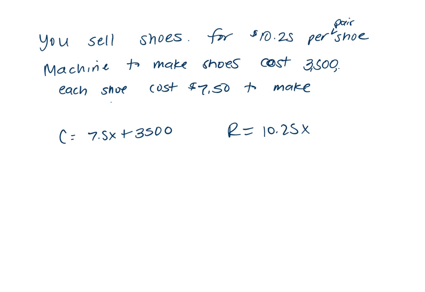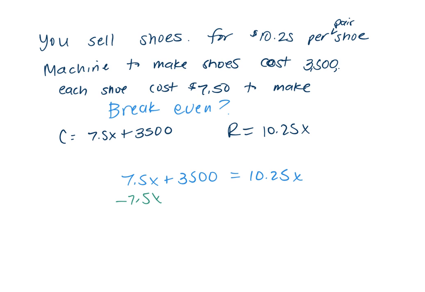So the break even is 7.5x plus 3,500 equals 10.25x. We're going to subtract 7.5x.